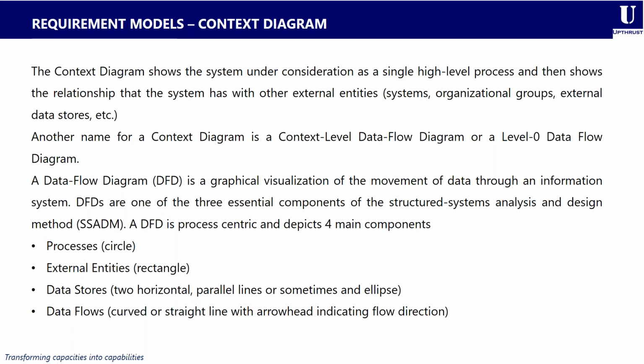One, the processes, which are represented by circles. We have the external entities, which are represented by a rectangle. We have the data stores, which could be two parallel horizontal lines or sometimes an ellipse. Then we have the data flows, which could be a curved or straight line with an arrowhead that indicates the data flow direction.